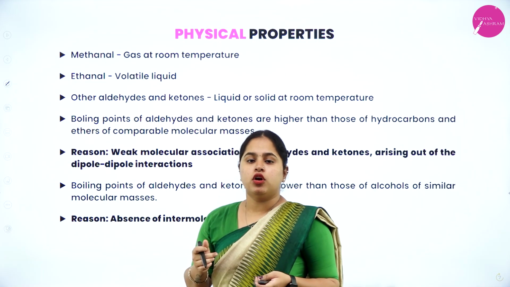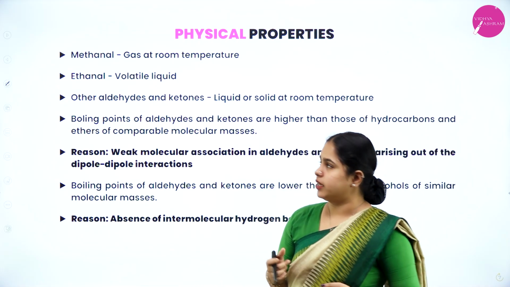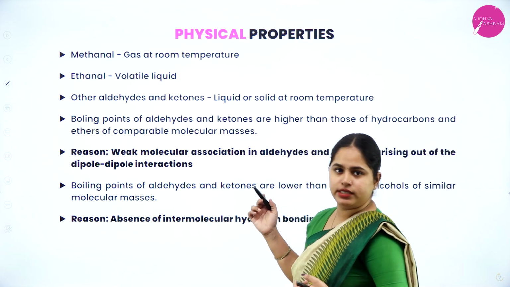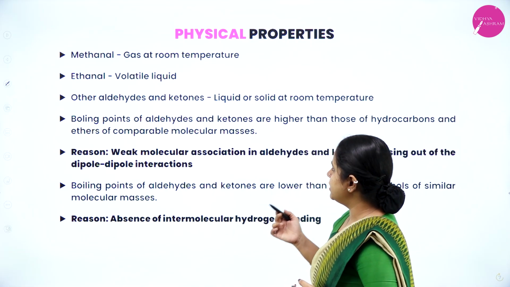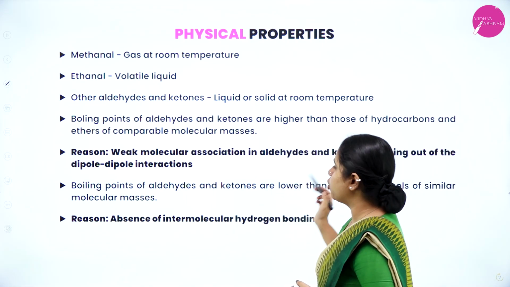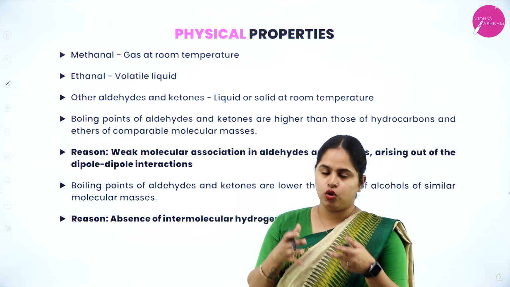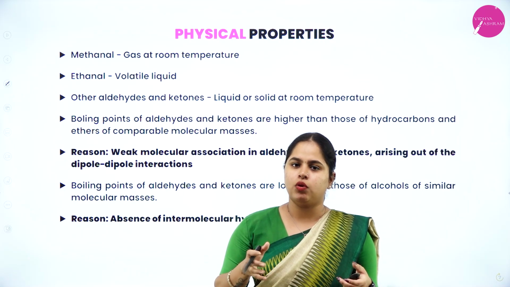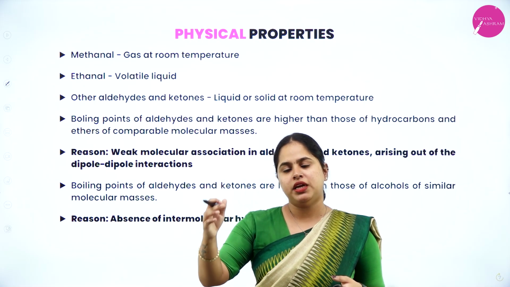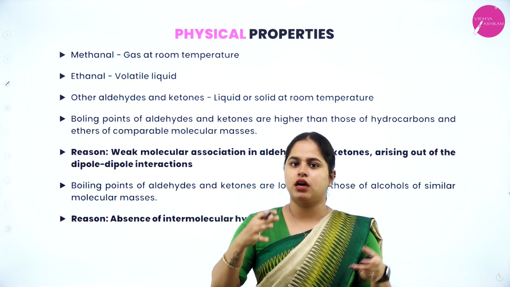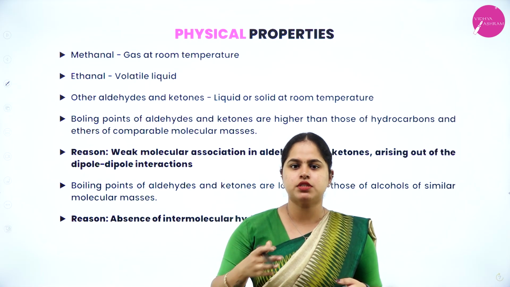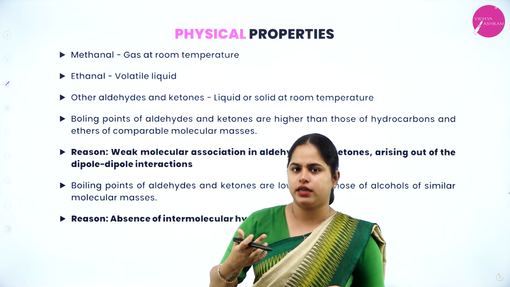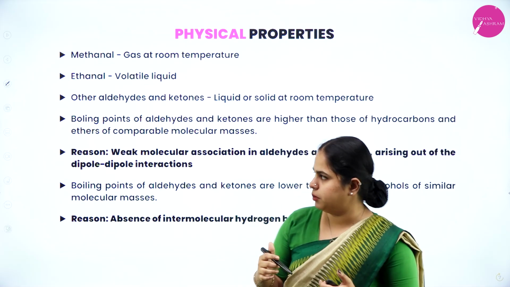Clear? So now moving on to the physical properties of aldehydes and ketones. Methanal is a gas at room temperature. Ethanal is a volatile liquid. And other aldehydes and ketones are liquid or solid at room temperature. So that means the lower aldehydes and ketones are gases in nature, containing 1 to 2 carbon atoms, and the middle ones, containing 2 to 14 carbon atoms, will be liquids, and the higher ones, as they have more and more carbon atoms, will be solid at room temperature.